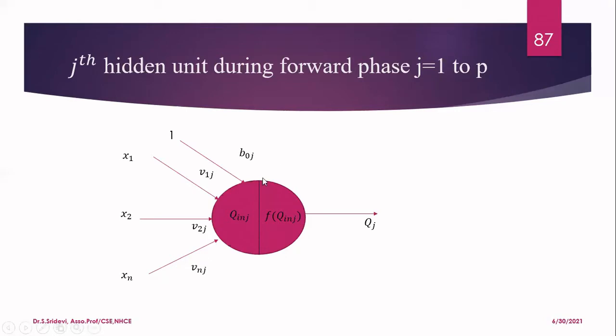Okay, so now if you consider this neuron in the hidden unit, it is going to receive data from many inputs. Here, the inputs are represented as x1, x2, up to xn. And for every input unit, some weight value is associated with it. So v1j is nothing but the weight value associated with the connection from the input unit x1 to the jth hidden unit. That's why it is written as v1j. Similarly, v2j represents the weight associated with the connection from the input unit x2 to the jth unit, and so on.